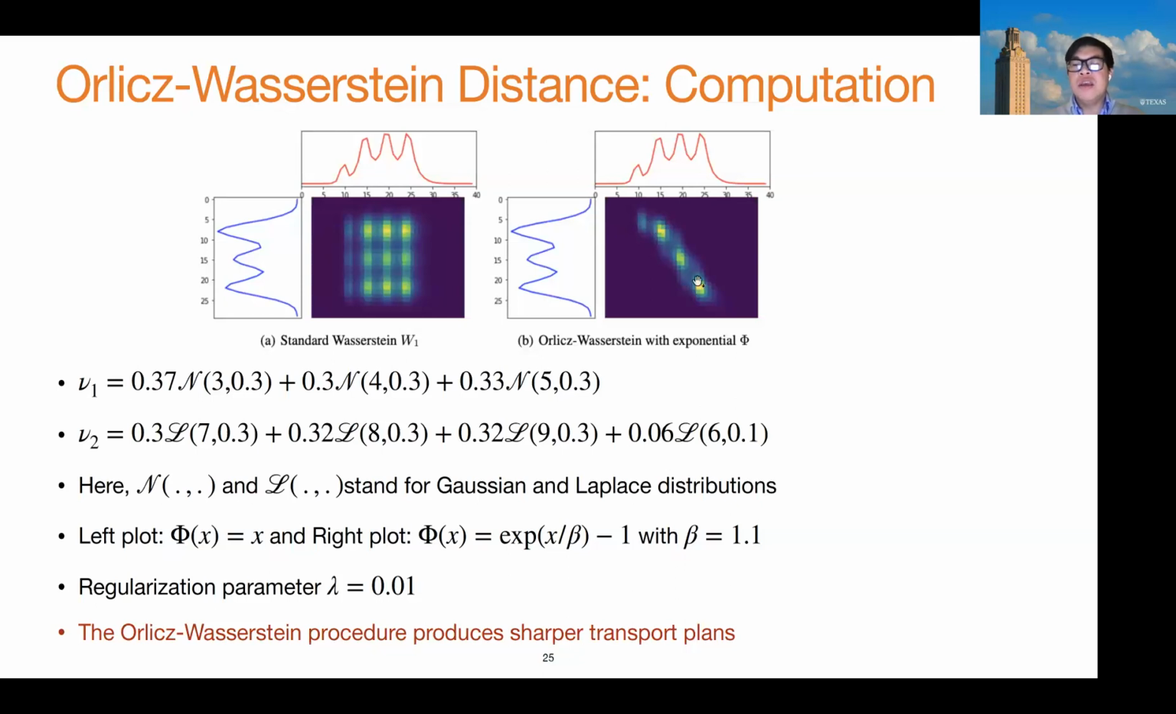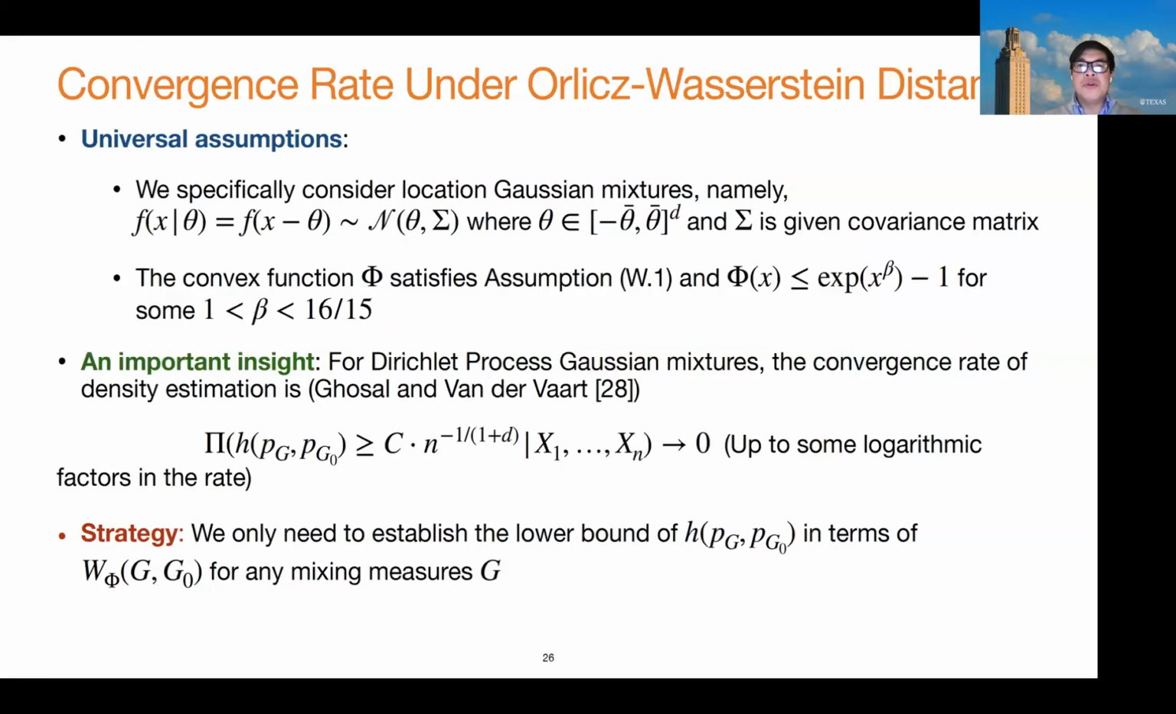And this basically means that sharper behaviors potentially can be useful for clustering behavior and robust applications. And this is also what we are investigating right now. But if we go back to the theory, we know that we can compute the Orlicz Wasserstein metric in a very efficient way.